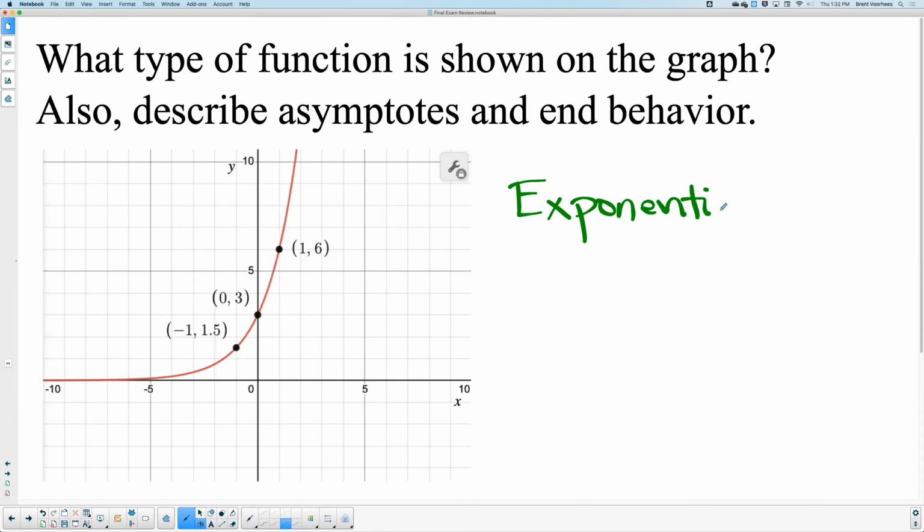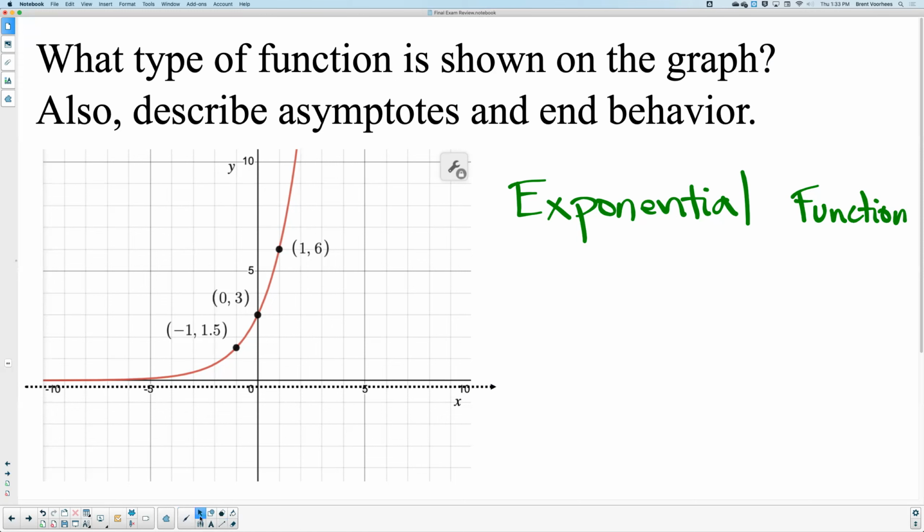The easiest way to tell if it's exponential or logarithmic is to check out the asymptote. If it's exponential, it's horizontal. If it's logarithmic, the asymptote is vertical. What's my asymptote this time? Do I have a horizontal asymptote or do I have a vertical asymptote that the graph's approaching? Horizontal. Add that.